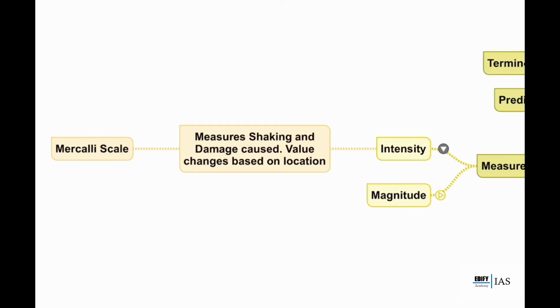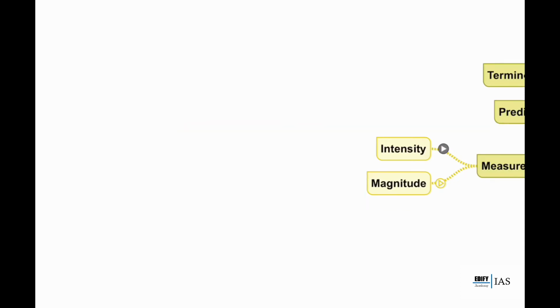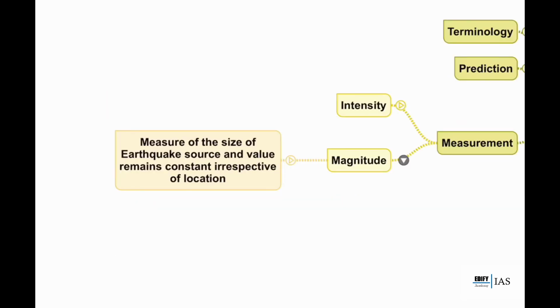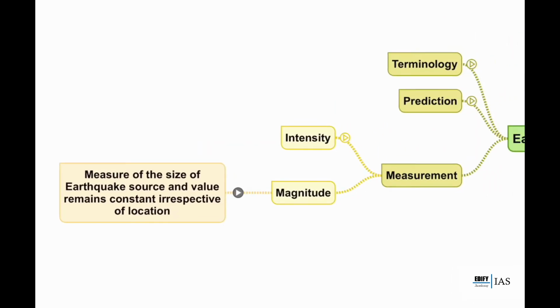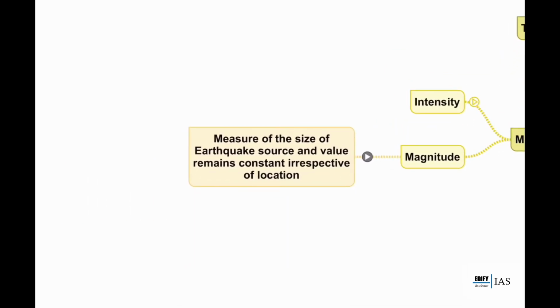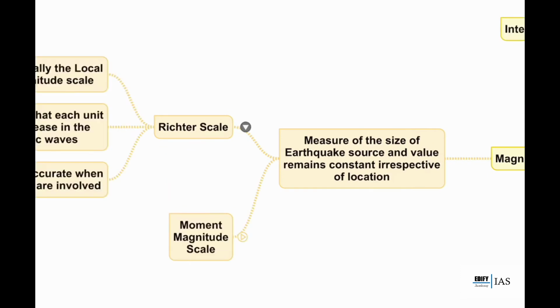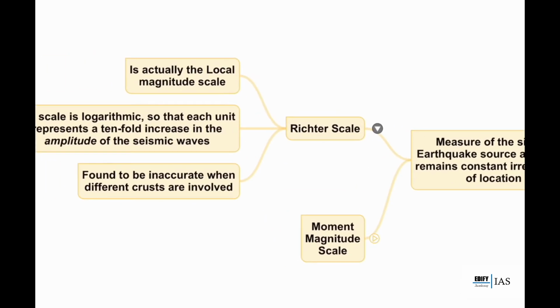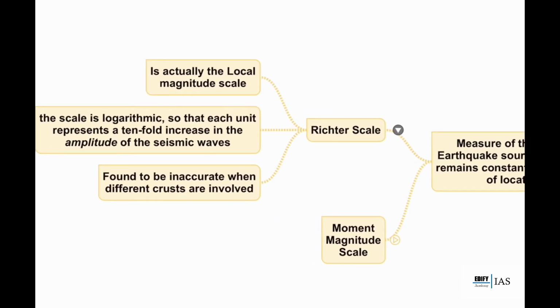Because intensity was a factor that we could not accurately take into consideration, we moved on to magnitude. So magnitude measures how much energy is released at a place of earthquake, or measures the size of the earthquake source itself. And this value can remain constant regardless of the location of the earthquake. There are many scales that are used to measure magnitude. Let's just study two of them because these two are current and important. The first one is obviously the Richter scale. So the Richter scale measures the energy released in the locality by the earthquake.